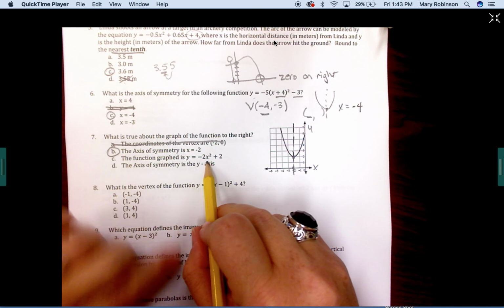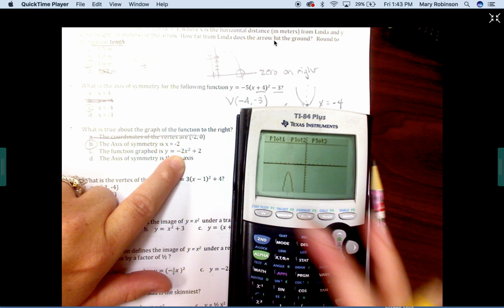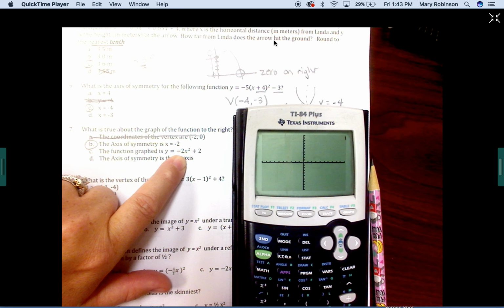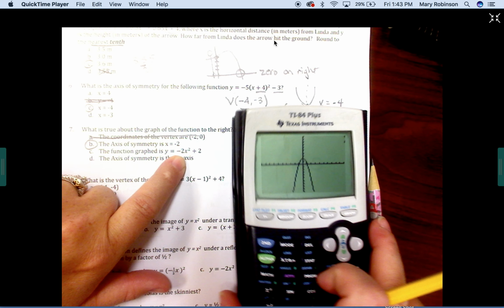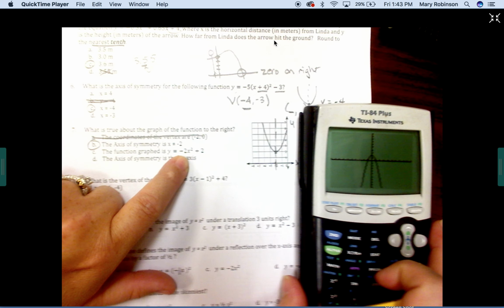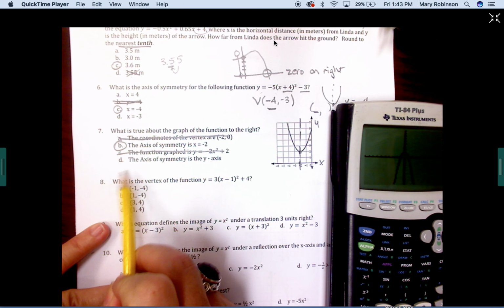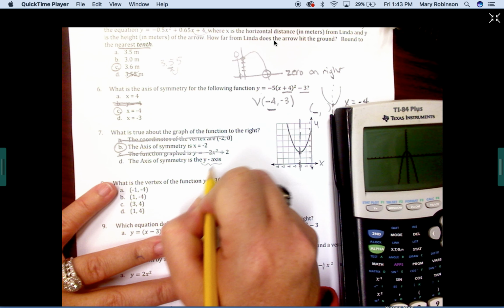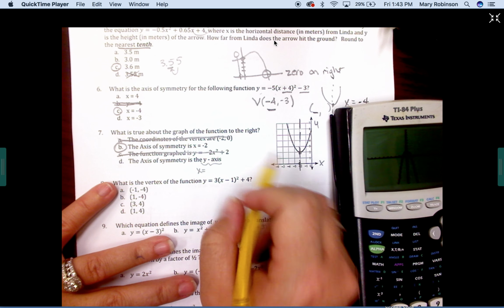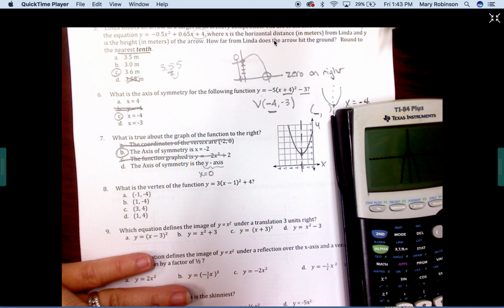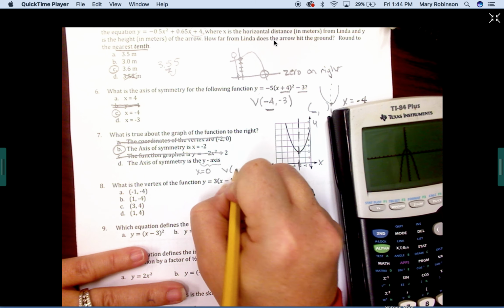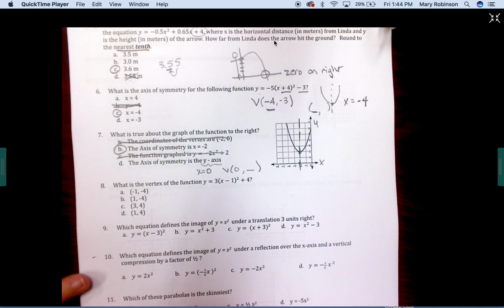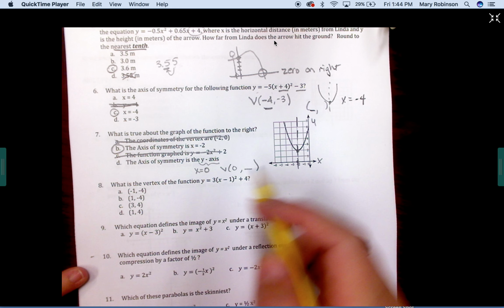Now, if I were to question this, -2x squared plus 2, then certainly I would simply type it in, look at the graph, and ask, does that match? And that definitely does not match. And it says the axis of symmetry is the y-axis. That only occurs when the x-coordinate of your vertex is 0. In other words, 0, something is my vertex. So not going to happen. So it's B.